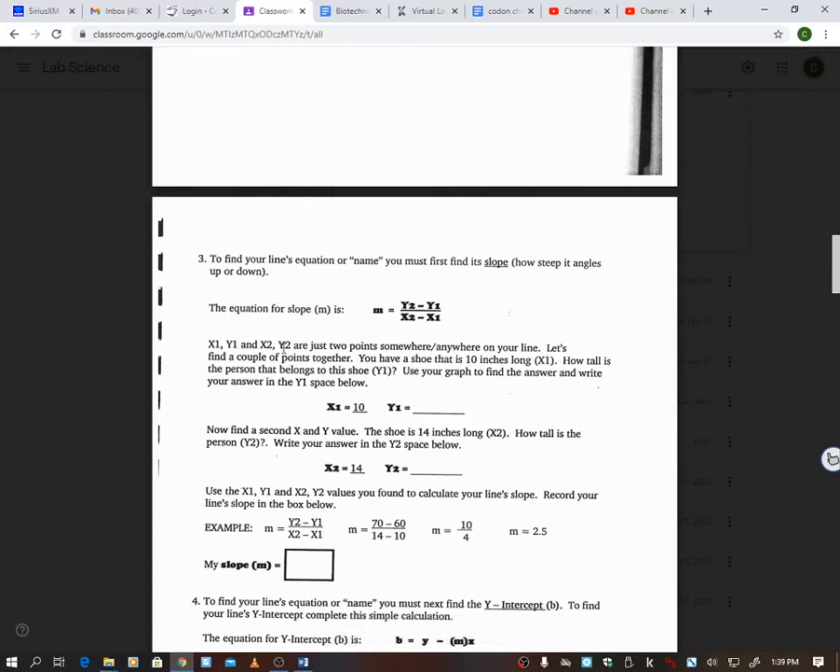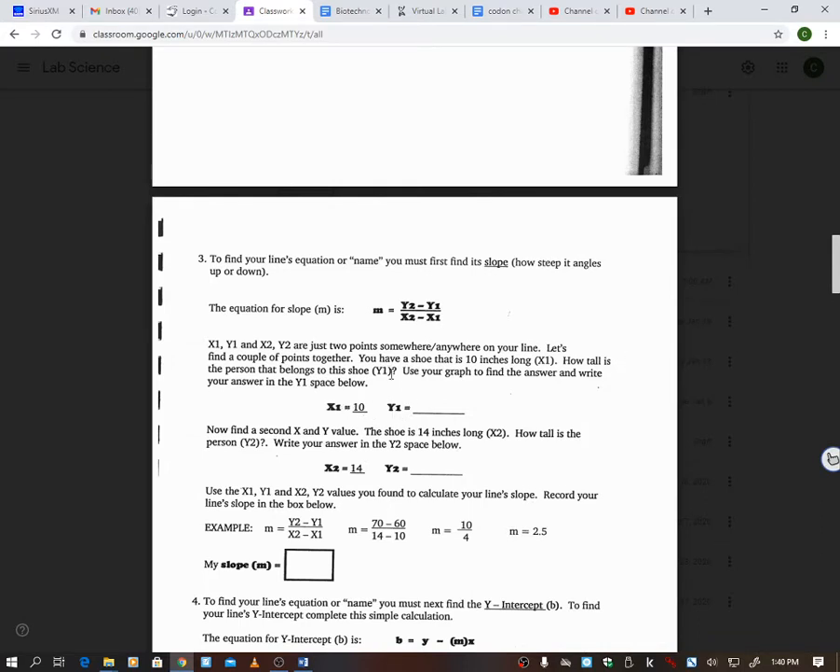X1, Y1, and X2, Y2 are just 2 points somewhere, anywhere on your line. So you can pick anywhere on that line. Just pick a point, it doesn't matter where, and you're going to see, oh, if I go down, what is that on the x-axis? If I go across, what number would that be on my y-axis? All right, so you're using your graph to find the answer and write your answer below. So now they picked x1 is 10, x2 is 14. So they're telling you at 10, what is your y1?